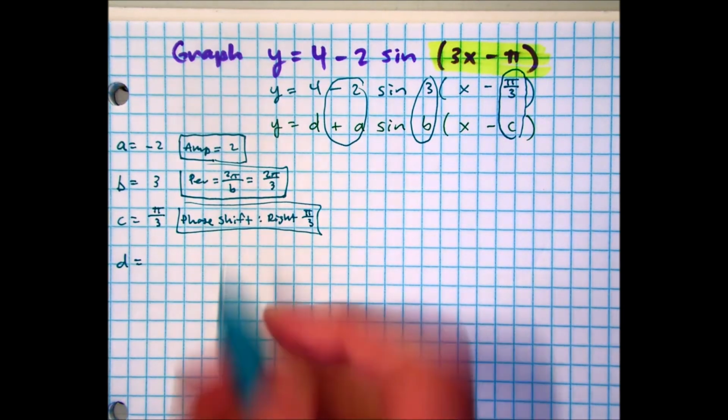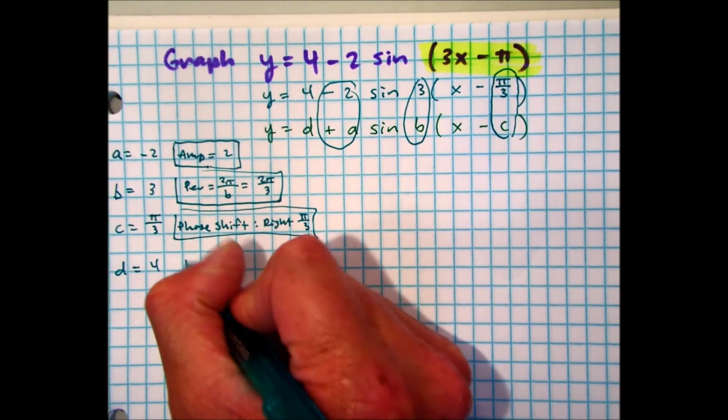Class, what's our d value? So it means we have a vertical shift where?